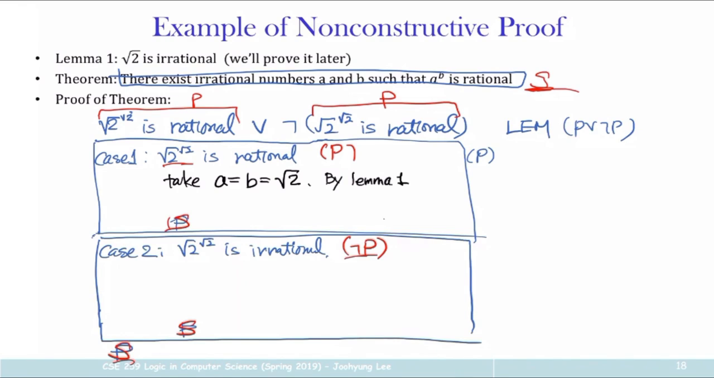So by lemma 1, this a and b are irrational, right? Now what about a to the power b? This is square root of 2 to the power of square root of 2. Is it rational or irrational?